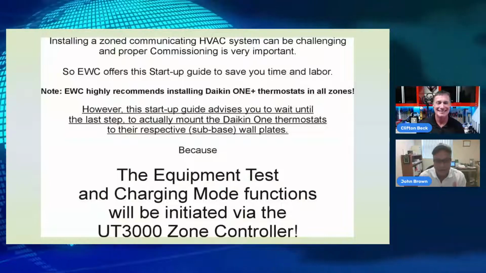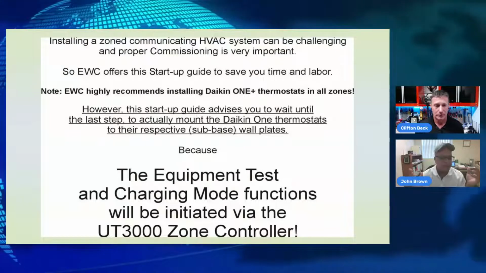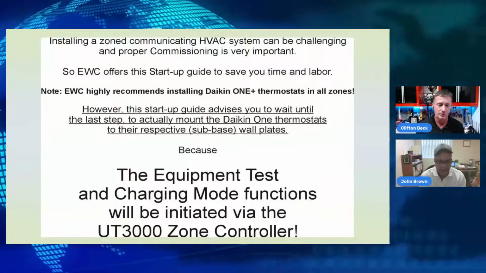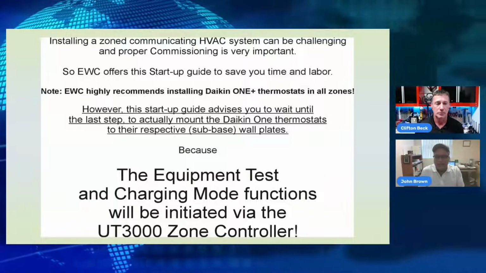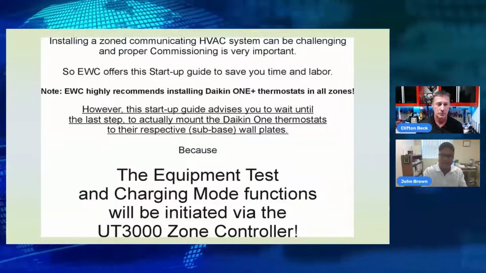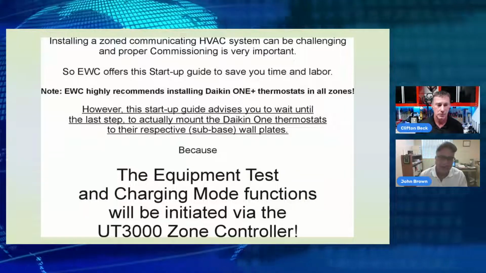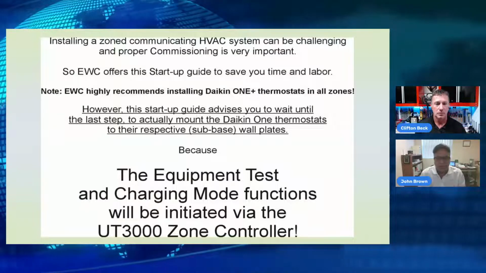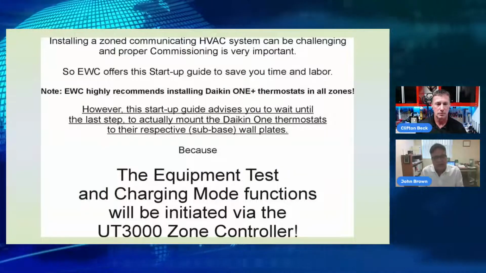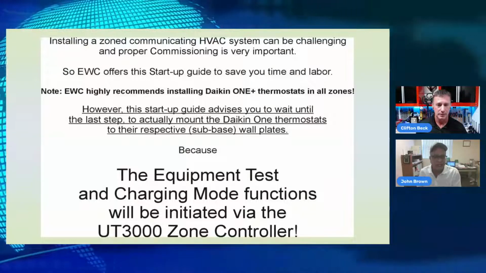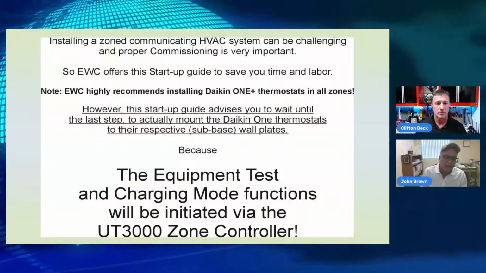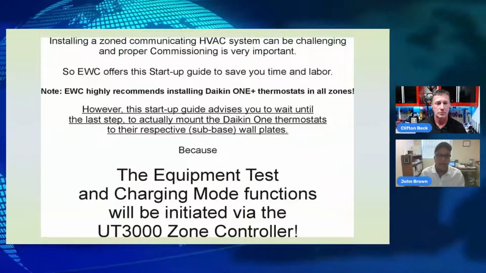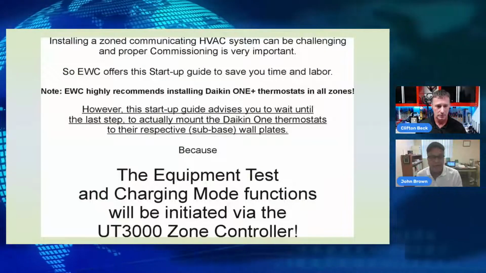Okay, so installing a zone communicating system is challenging. There's no Y circuits to test. You can't use your meter to test C to W and stuff like that. So it can be a bit challenging. But the most important thing with this is this equipment needs to be commissioned properly. And you initiate the commission process typically through the thermostat.